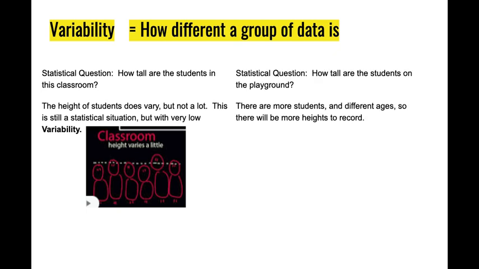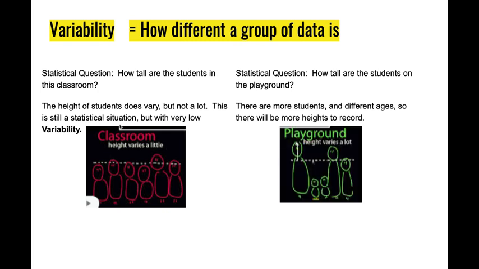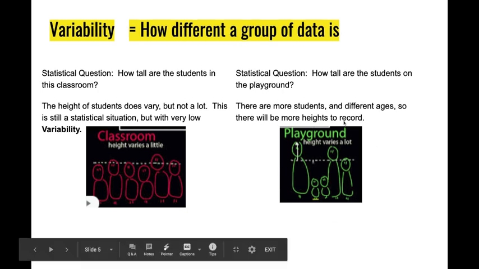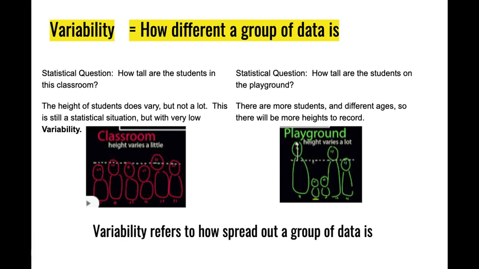On the other hand, if I said how tall are students on the playground, there's more students. There's eighth graders and there's fifth graders. Some of them are really tall, some of them are quite short. So these are both statistical questions, but this second one has more variability because the answers that I get will be more different from each other. So again, variability refers to how spread out a group of data is.